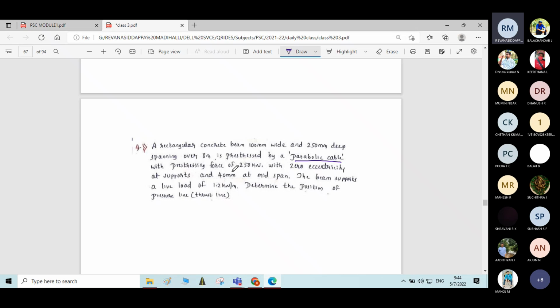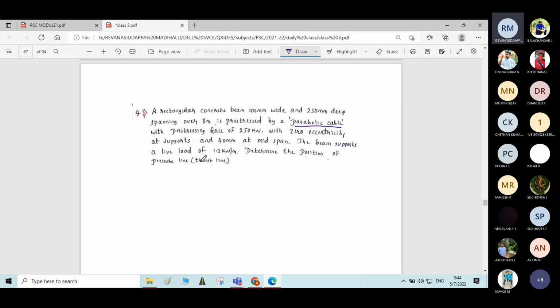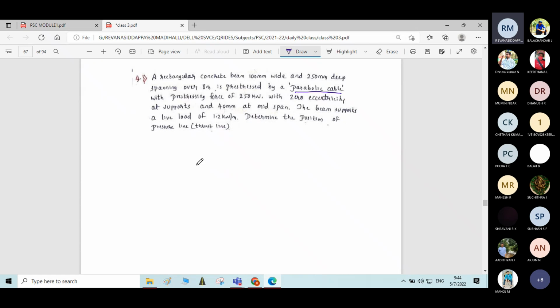Prestressed by a parabolic cable with prestressing force of 250 kilonewton with zero eccentricity at supports and 40 mm at the mid span. The beam supports a live load of 1.2 kilonewton per meter. Determine the position of the pressure line or the thrust line. First, write the diagram.